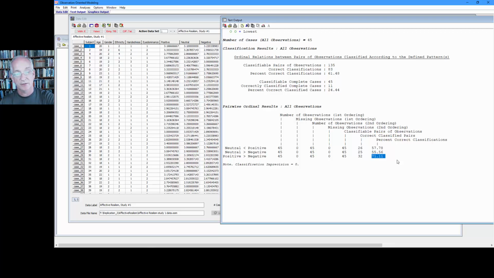So a fairly straightforward analysis here. We're just going through and checking how the observations match the ordinal pattern. We do so in terms of the complete cases, where you have to match all the way across the pattern, or we do so in terms of the pairs of observations taken from the pattern, or we do so in terms of comparing pairs of the orderings in the pattern.